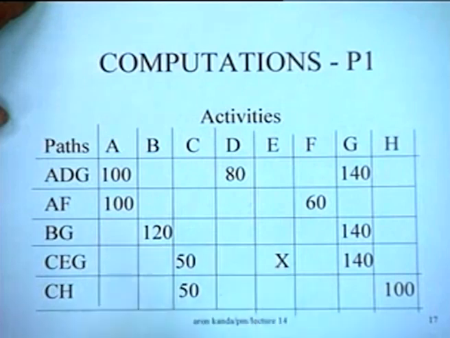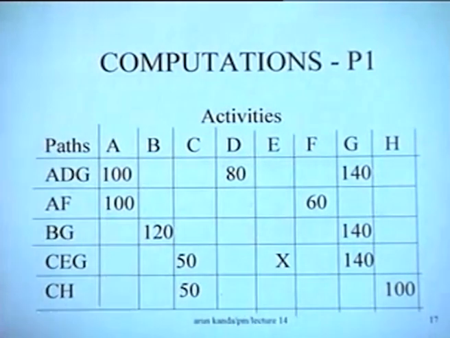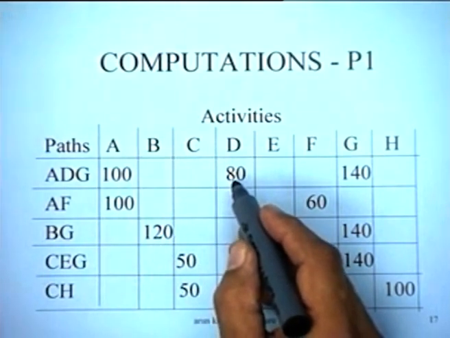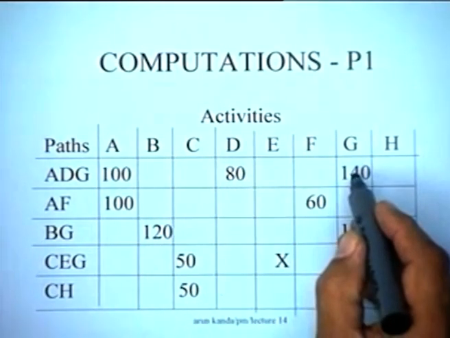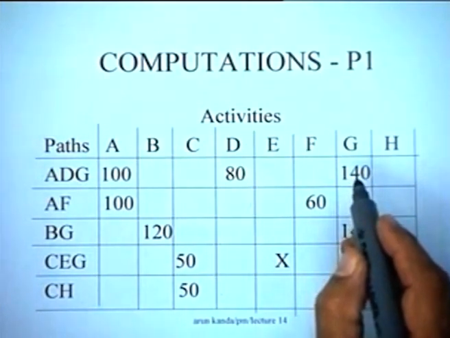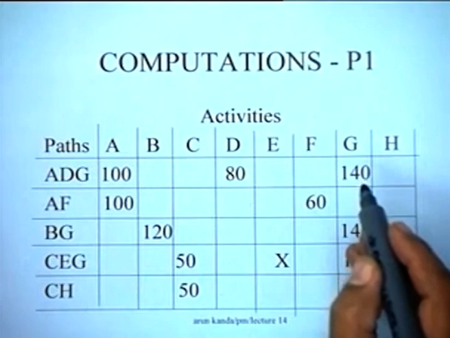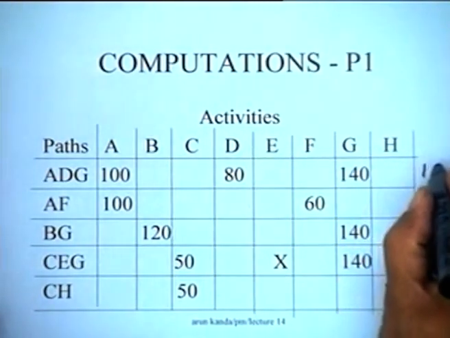This is an activity which cannot be crashed at all, and so on. Now in order to begin the computations, we know the durations of all the activities at their normal duration, right? So at the normal durations, for instance, activity A is 4 days, activity D is 5 days, and activity G is 7 days. So that would mean 4 plus 5 is 9, 9 plus 7 is 16. So 16 would be the length of this particular path.